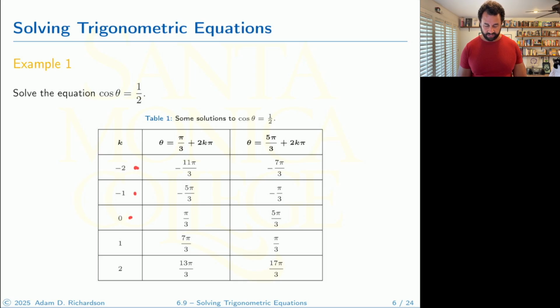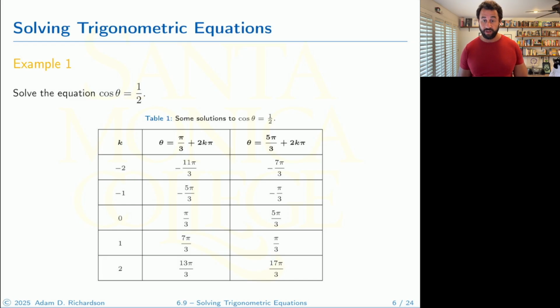-2, -1, 0, 1, and 2. When we plug those values of k into these, we're going to get another solution. So -11 pi over 3, -7 pi over 3, -5 pi over 3, -pi over 3. These are the ones we found initially, right? Pi over 3 and 5 pi over 3. That's when k is equal to 0. Those are like the initial solutions.